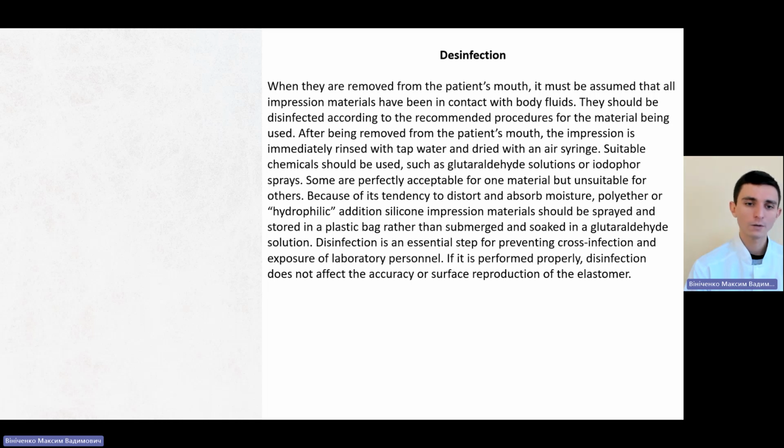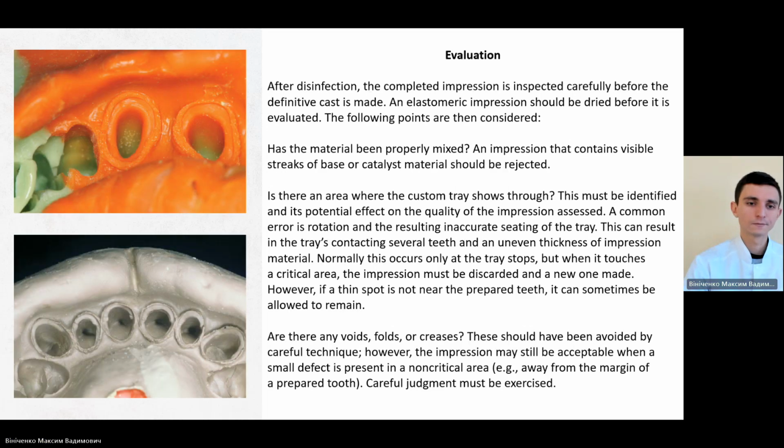Some are perfectly acceptable for one material, but unsuitable for others. Because of their tendency to distort and absorb moisture, polyethers or hydrophilic addition silicone impression materials should be sprayed and stored in a plastic bag rather than submerged and soaked in a glutaraldehyde solution. Disinfection is an essential step for preventing cross-infection and exposure of laboratory personnel. If performed properly, disinfection does not affect the accuracy of surface reproduction of the elastomer.